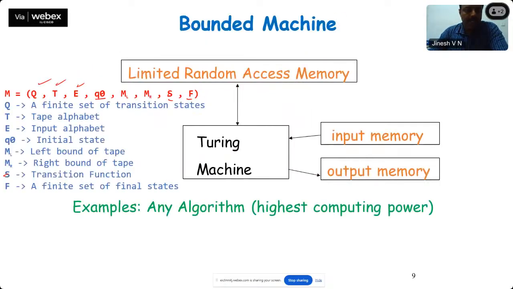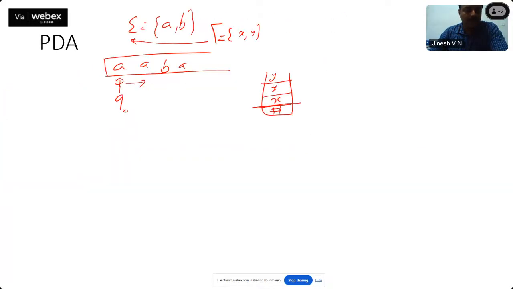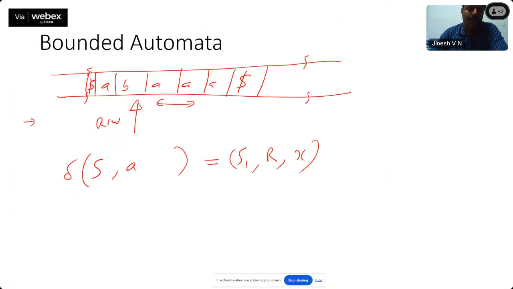But in previous cases, in both pushdown automata and finite machine, we don't have the capacity to read and write on the same memory location. And in both previous cases, you will be able to read only in one direction.